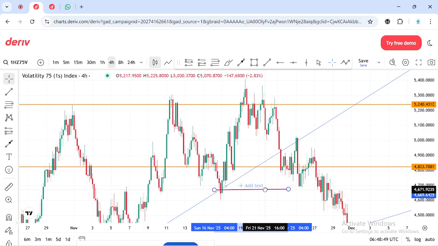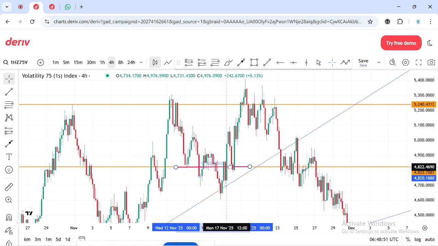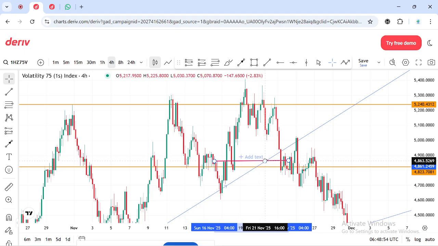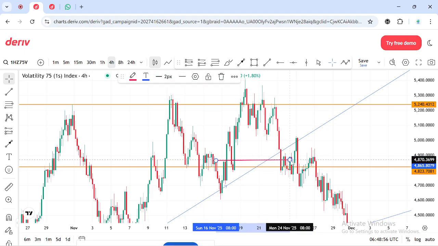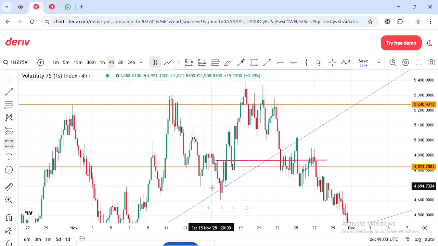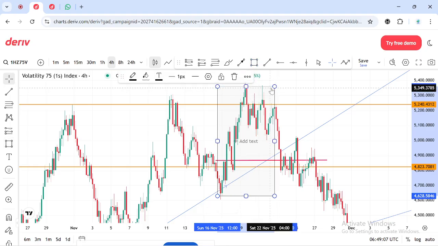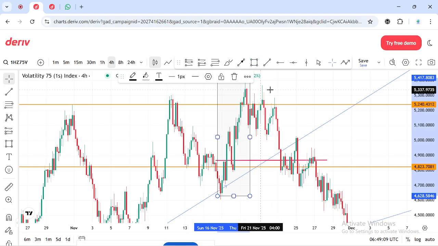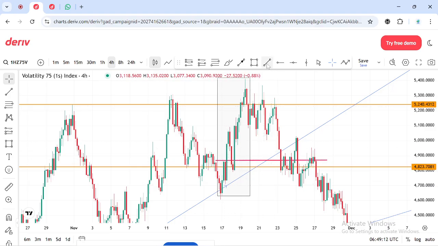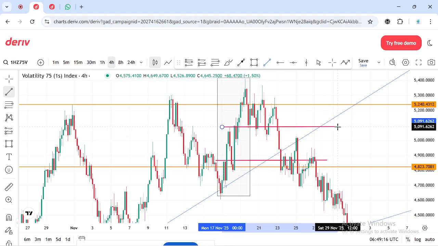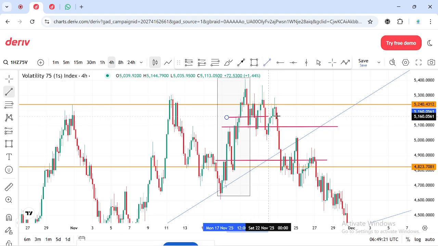So, we have price here pushing to the upside. This is our opposing move. We mark this out. So this is a break of structure, the first break of structure we have in this whole opposing move. This is the next one we have, and this is also another one.